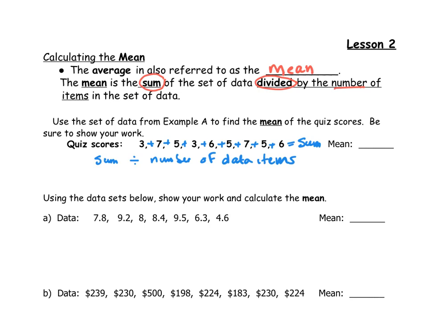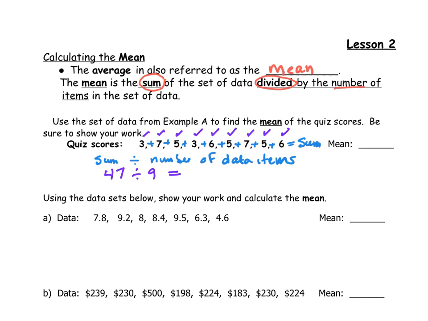So take a moment now, please, and add up 3 plus 7 plus 5 plus 6 plus 5 plus 7 plus 5 plus 6. So hopefully you used your calculator and you came up with the sum 47. So now let's count the number of data items. We have 1, 2, 3, 4, 5, 6, 7, 8, 9 data items. So we're going to divide by 9. And this right here would be considered showing work. So now we know what numbers we worked with.